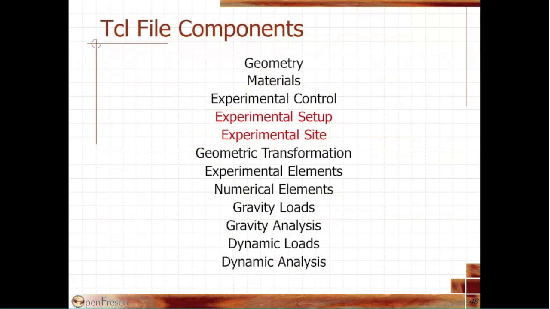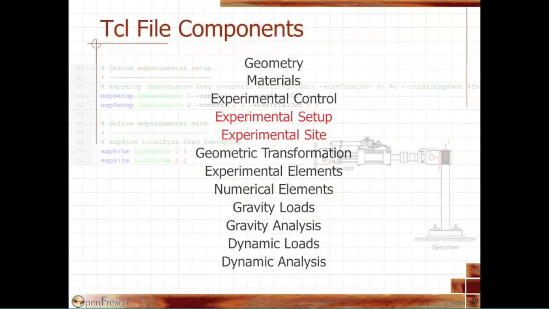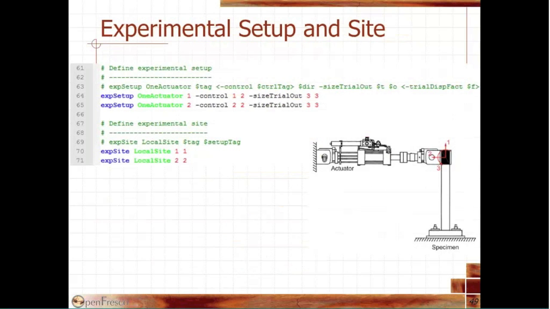The next thing to do is the experimental setup and the experimental site, so we have to define those. As I said, the experimental setup is a one actuator setup. So for each column, again, we'll do it twice.